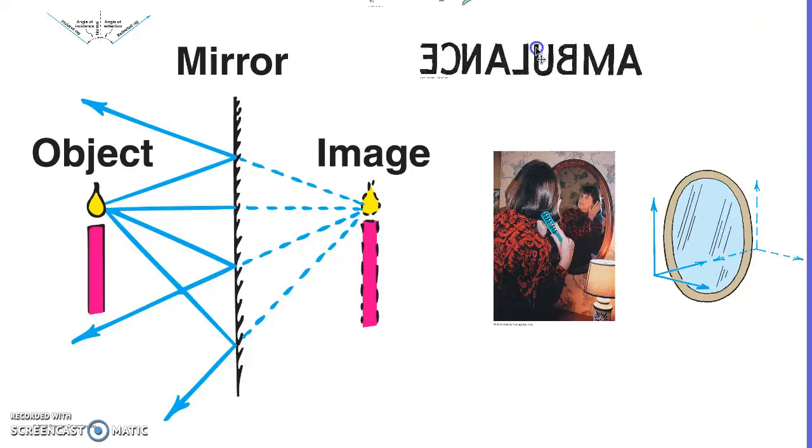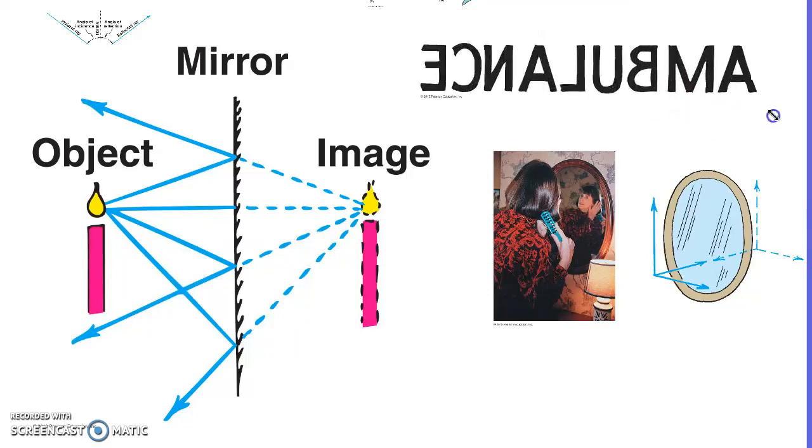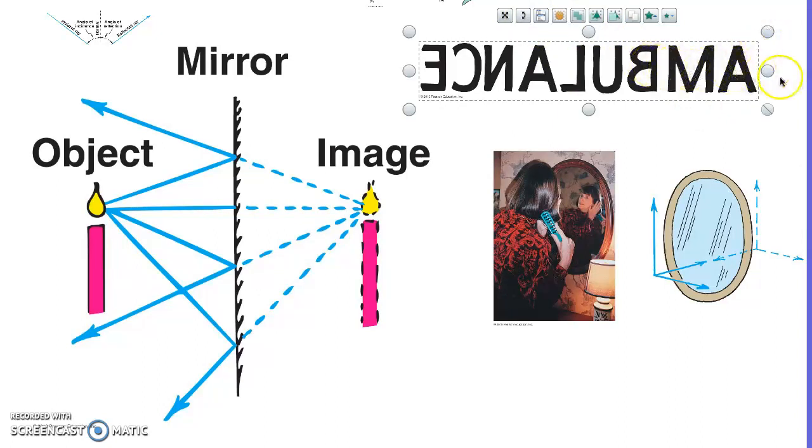Now, that is why you may see this sign on a vehicle behind you. If you saw this in your mirror, top and bottom would be right, but it would be flipped over. And when it's flipped over, it would read ambulance. And so they look like they're written backward.